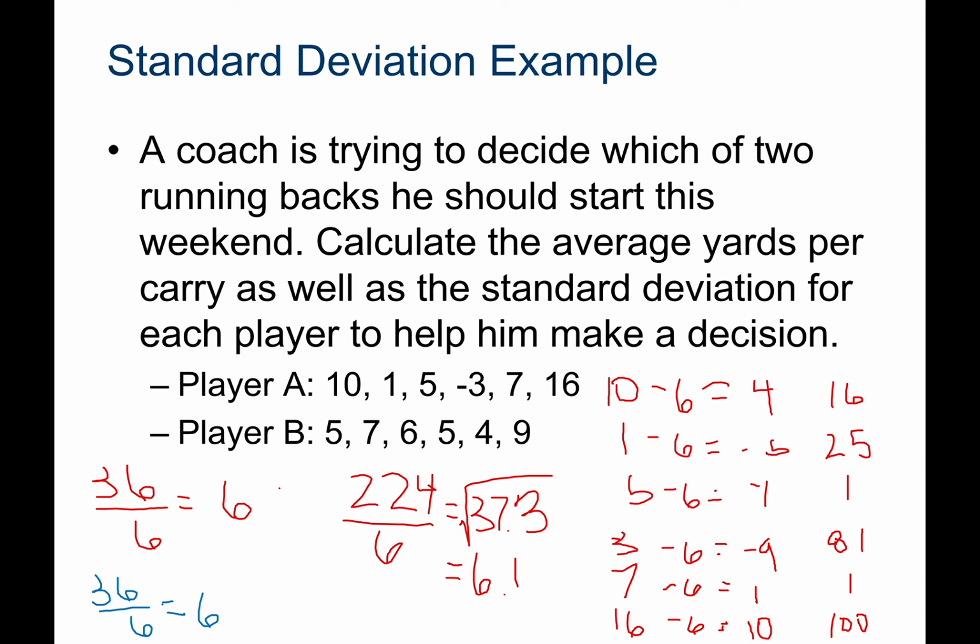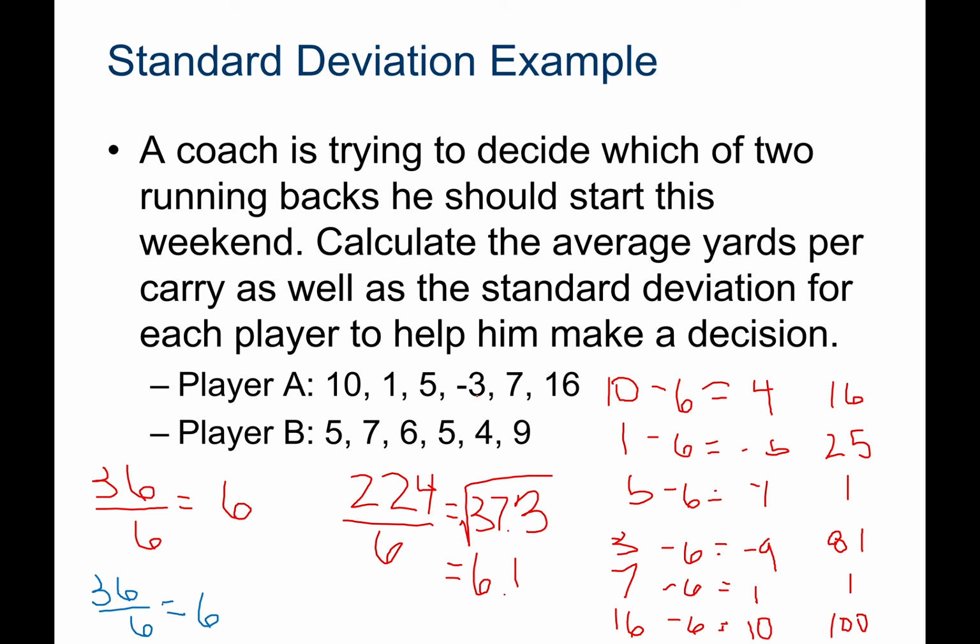Now, you can repeat the calculation for player B if you'd like to get some extra practice, but what you're going to notice when you start looking at the data is that player A is going to end up with a much higher standard deviation than player B. Player A has carries from anywhere from -3 all the way up to 16. Player B's range is only from 4 to 9. What that means is that player A is not very consistent.